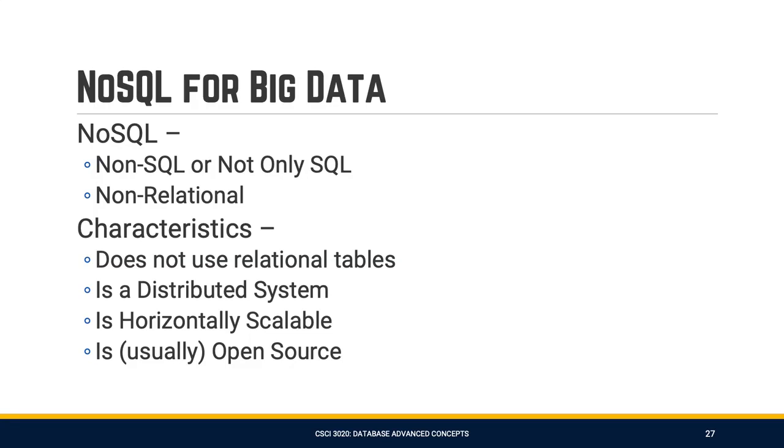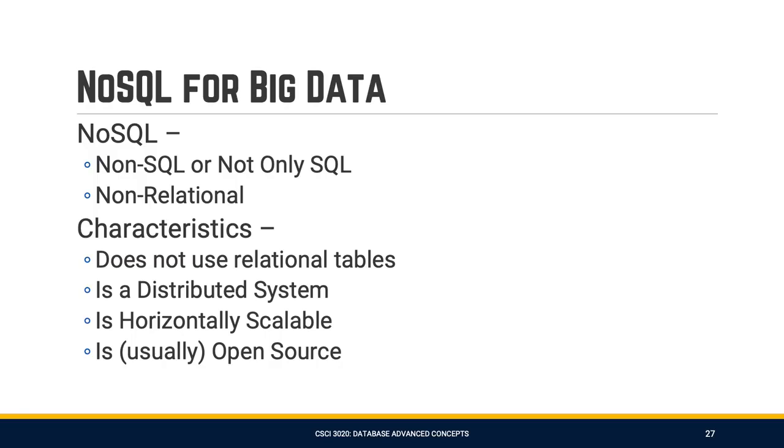the real name of NoSQL should probably be non-relational because the database itself does not have relational database characteristics such as tables. So it does not use relational tables. It does not have the idea of foreign keys from one table to another. And instead, it is, by its very nature, on a distributed system.